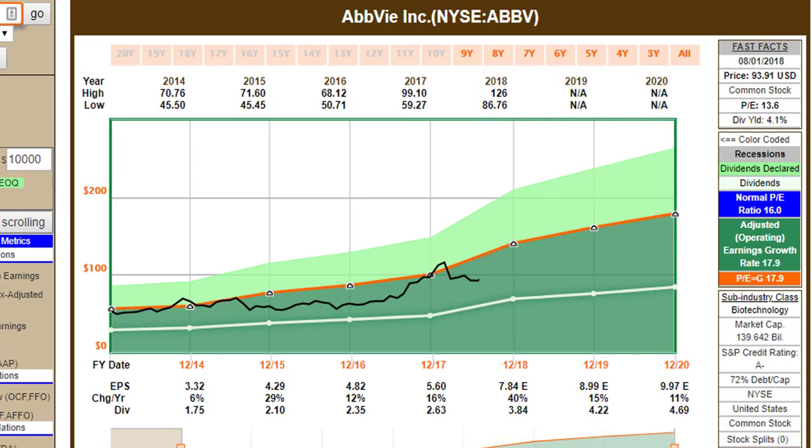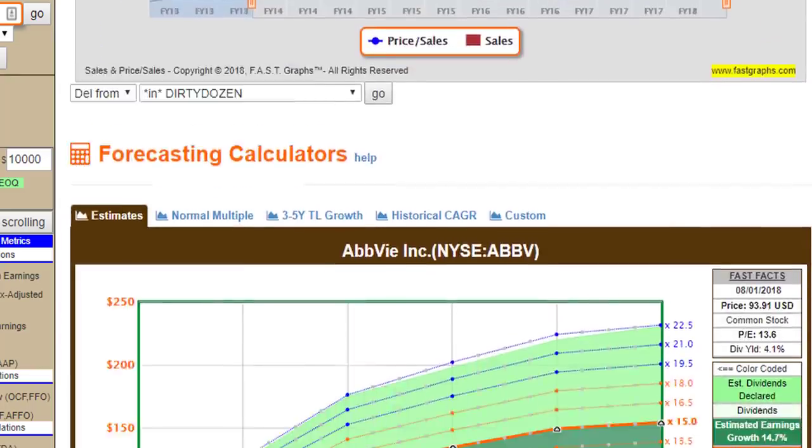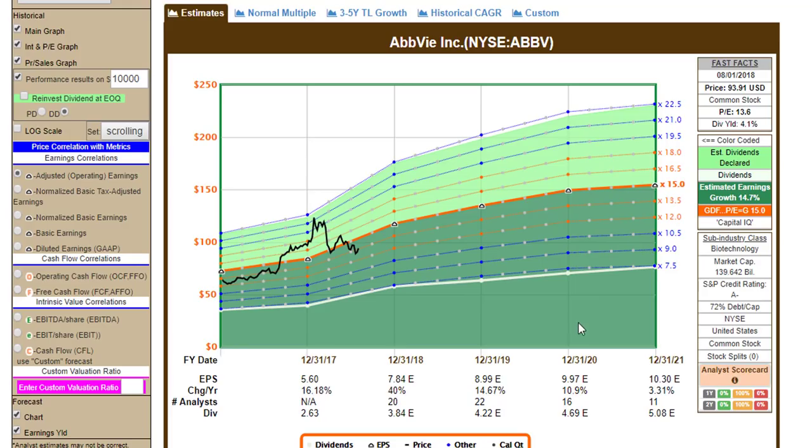And these forecasts are being offered by leading analysts that are following the companies and analyzing them, attending their investor meetings, etc. Now, there are 20 analysts forecasting 40% growth for this fiscal year, which ends in December. There are 22 analysts forecasting 14.67, and then it drops down to 16 analysts forecasting 10.9. And this is typically about as far as I like to go.